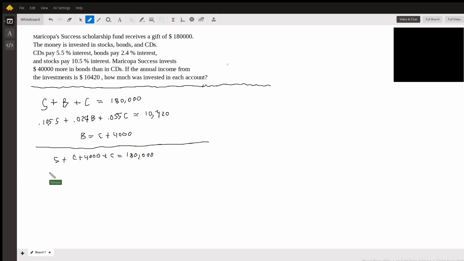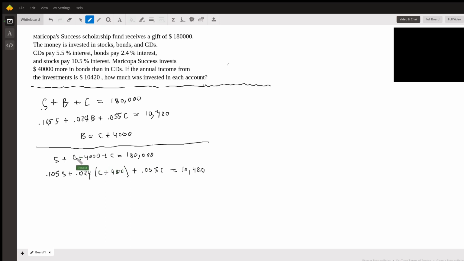And on the second equation, 0.105 times s plus 0.024 times c plus 4,000 plus 0.055 c equals 10,420. Okay, so now we just have to clean this up, combine like terms and so on.